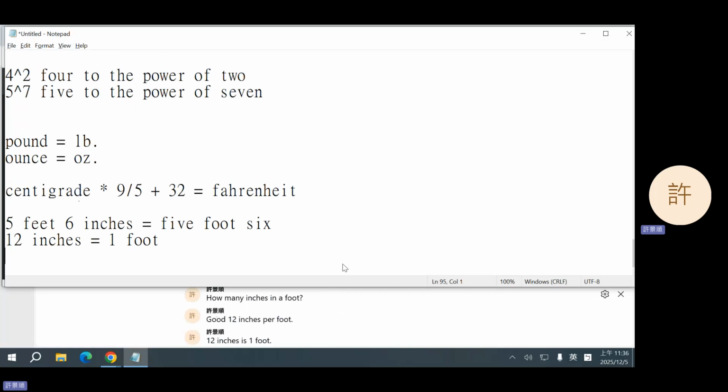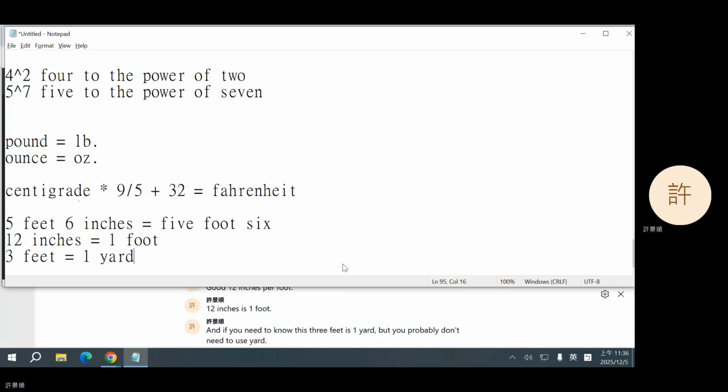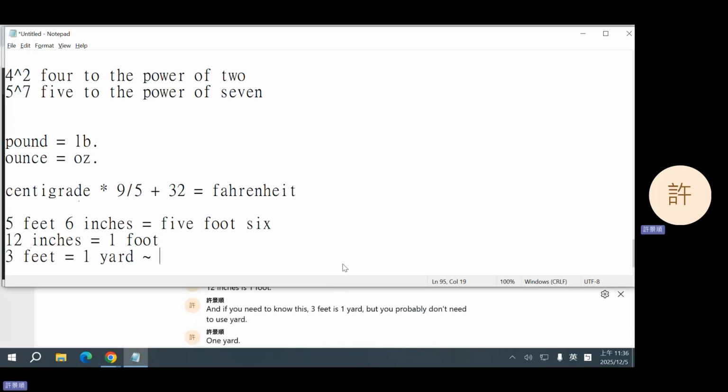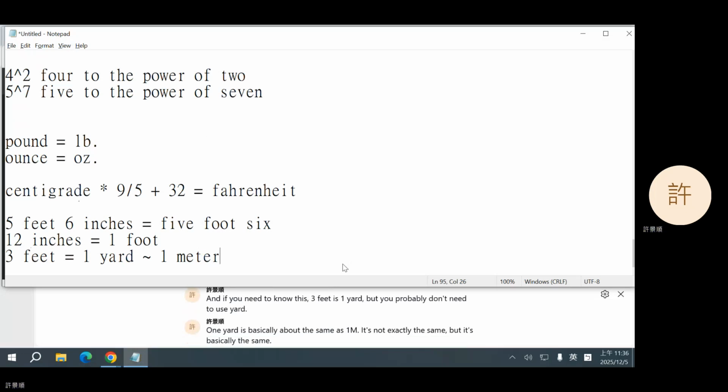And if you need to know this, 3 feet is 1 yard, but you probably don't need to use yard. 1 yard is basically about the same as 1 meter. It's not exactly the same, but it's basically the same if you need to convert very quickly.